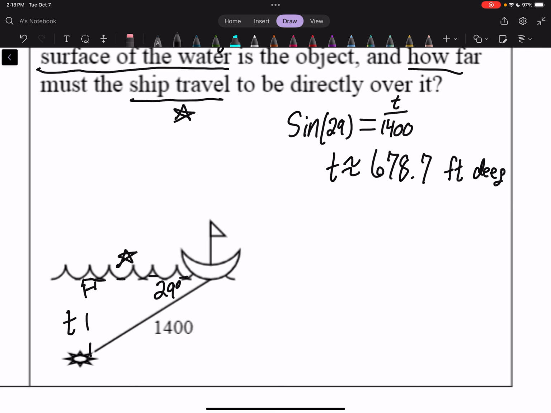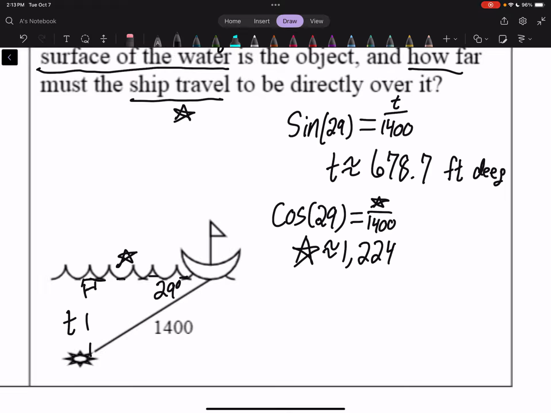My traveling distance is the cosine of 29 is equal to my star over 1,400. The ship needs to travel approximately 1,224.5 feet to get directly above it.